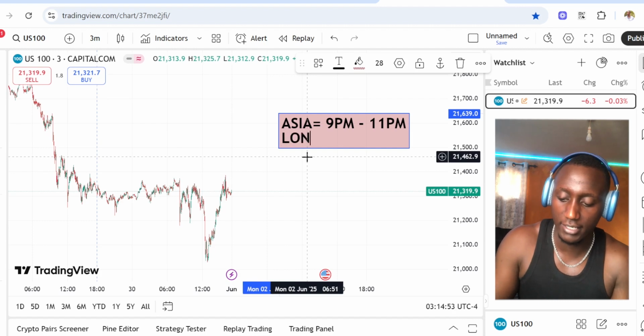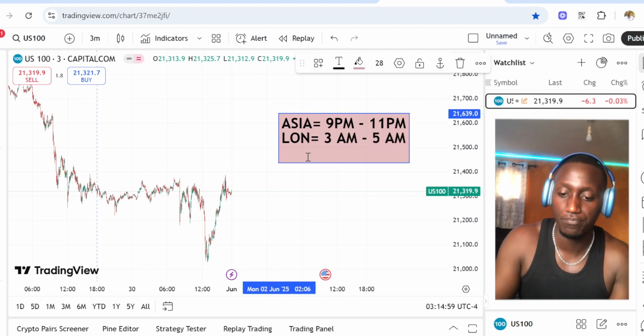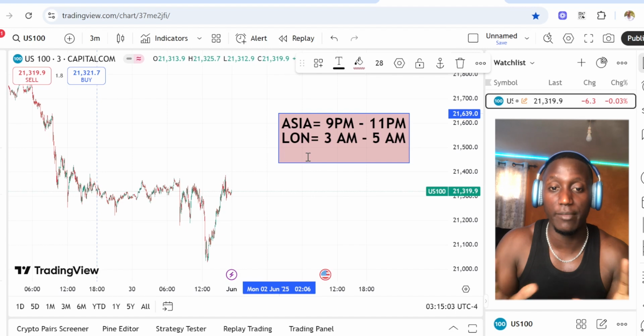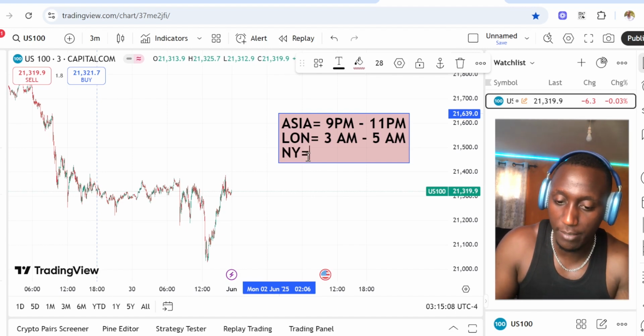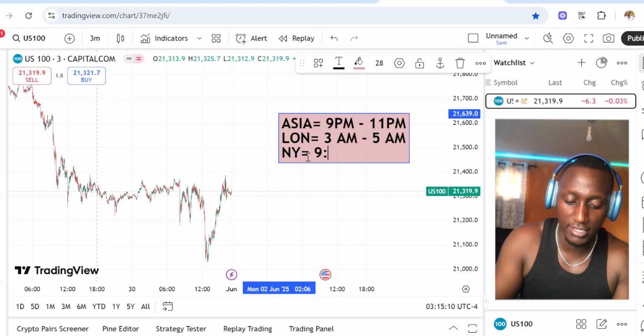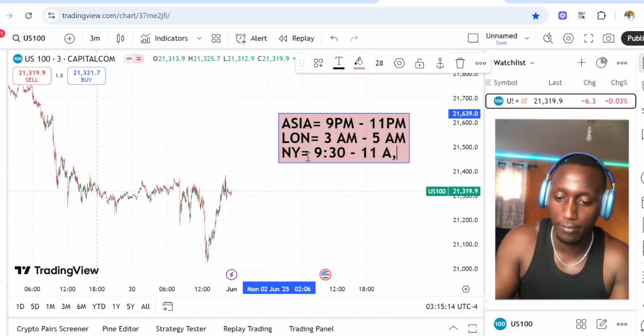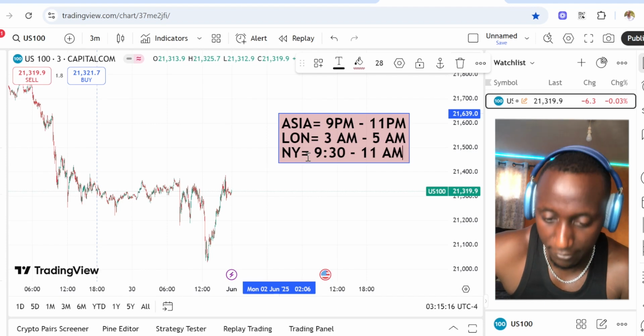Then we have London. London session begins at 3 a.m. and ends at 5 a.m. New York time. And this is just our timing window. And then we have New York session, which is the best for me. And this begins at 9:30 a.m. and ends at 11 a.m. This is New York time.